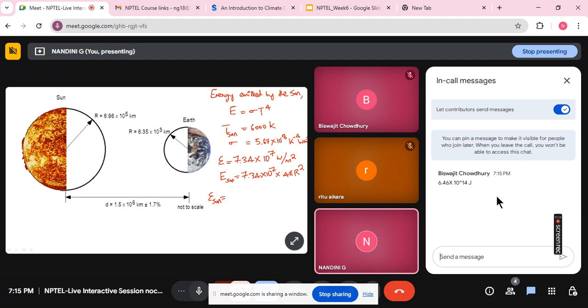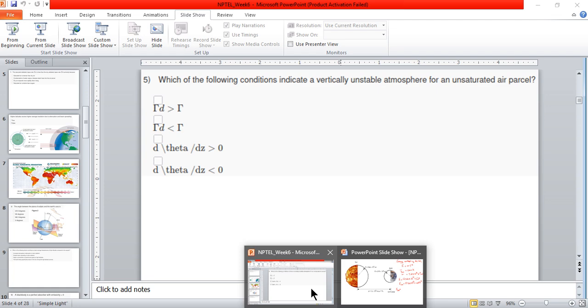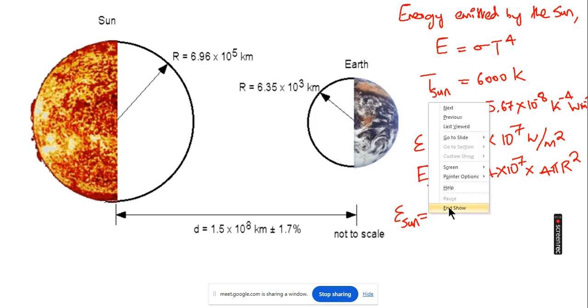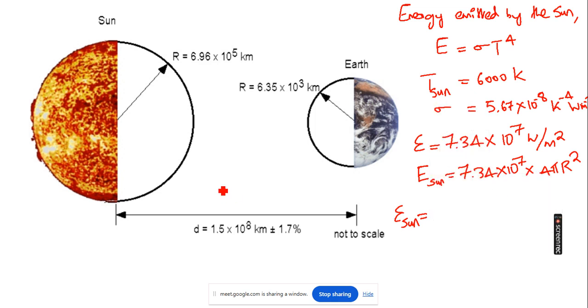Six point 64 into 14 joule. I'm getting actually 4.46 into 10 raised to 26. I'm getting a value of 4.46 into 10 raised to 26. Can you check again actually? Yeah, I'm doing wrong. I will also check once more. Just let me know which one is correct.